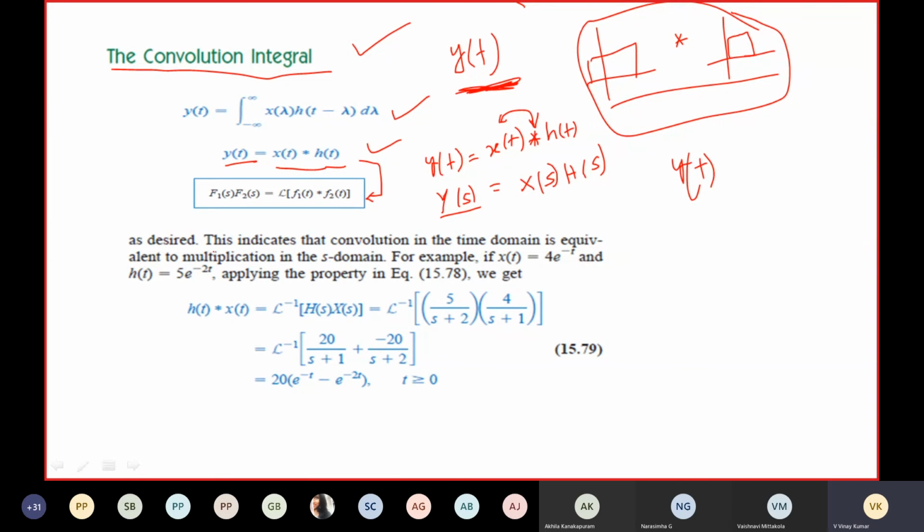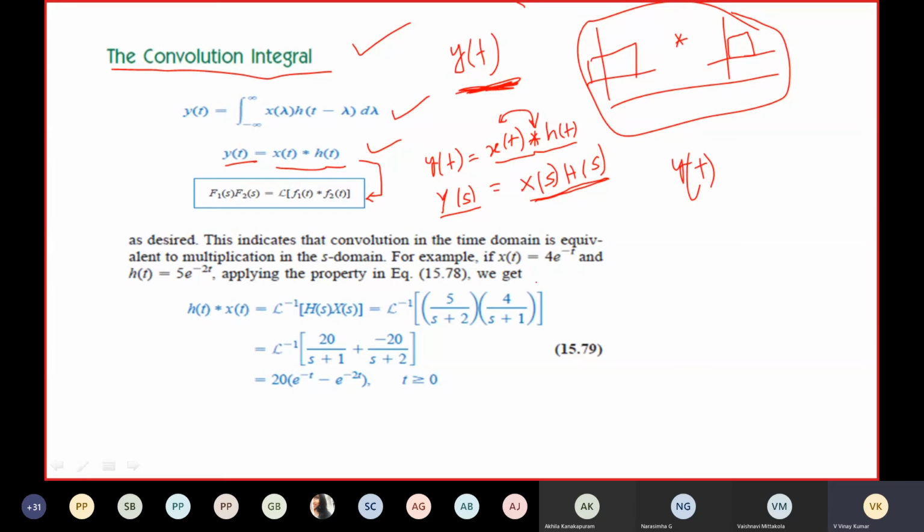As desired, this indicates that convolution in the time domain is equivalent to multiplication in the s domain. Y of t is equal to x of t convolution h of t is nothing but y of s is equal to x of s into h of s. This indicates that convolution in the time domain is equivalent to multiplication in the s domain.